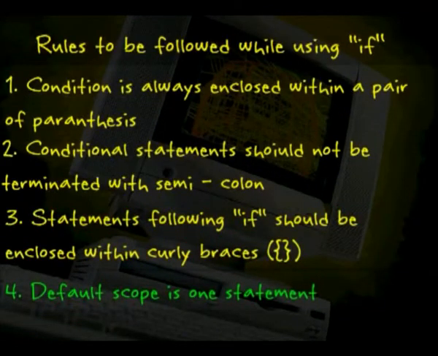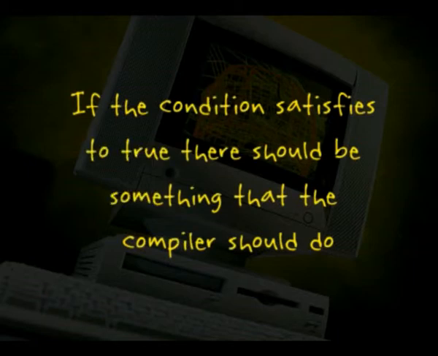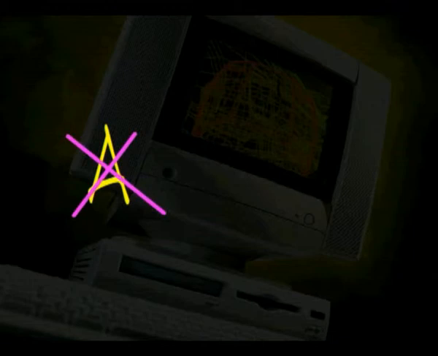And the default scope is one statement, in the sense that at least there should be one statement that follows the if condition, because if the condition is true, there should be something that the compiler should do. So these are the rules that are to be followed when we are using the if statement, and we should always remember that all these letters should be in lower case, because C is a case sensitive language and if is a keyword which has a predefined meaning. So all these letters should come as lowercase letters.